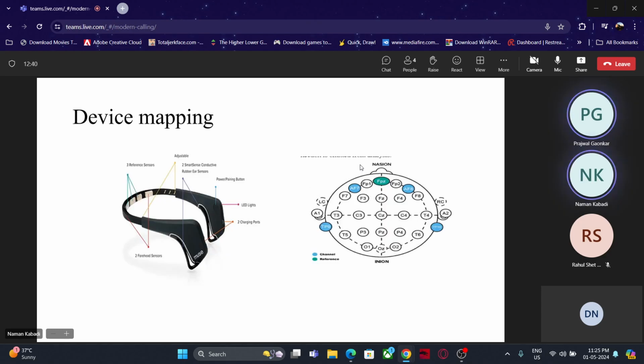Coming to the device, as I have already told, this device has 4 channels: TP9, AF7, AF8, and TP10. These channels collect the data from different locations of our brain.